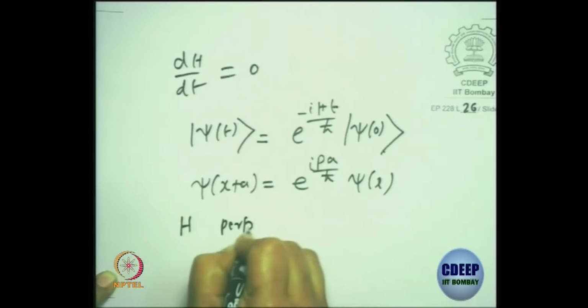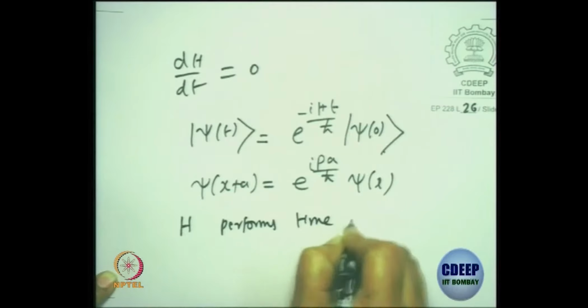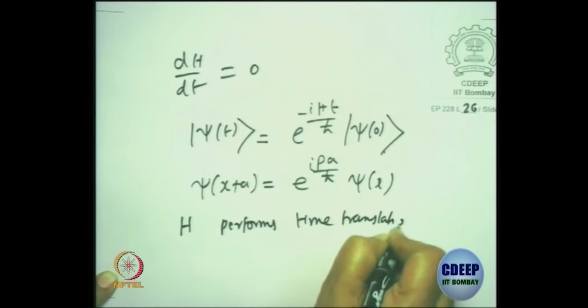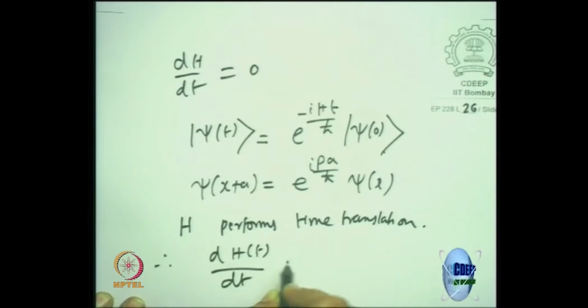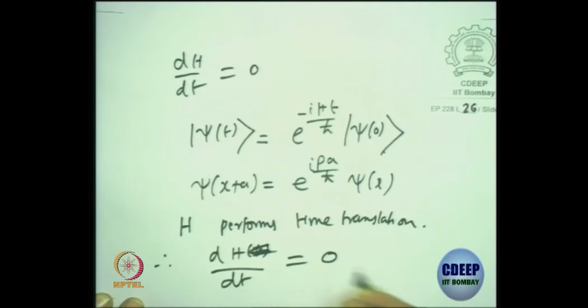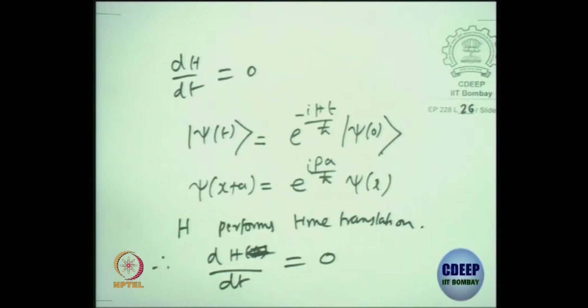So we can say H performs time translation. Therefore, dH of t by dt, in the Heisenberg picture, anyway, in any picture the Hamiltonian is the same, it's independent of time, has to be 0. Which means time translation invariance is lost if your Hamiltonian has time dependence.